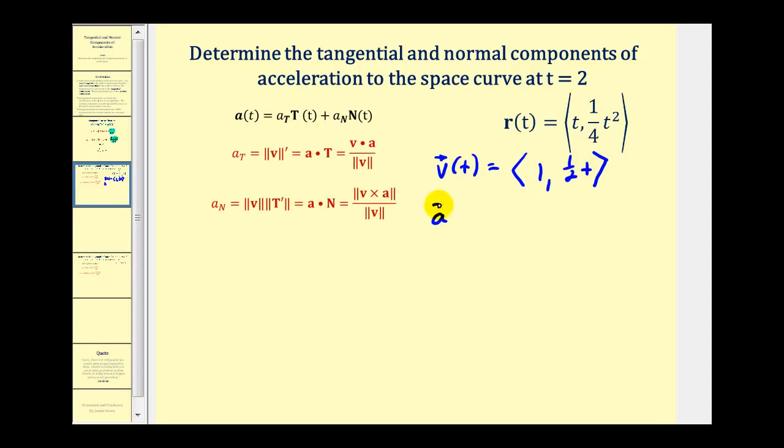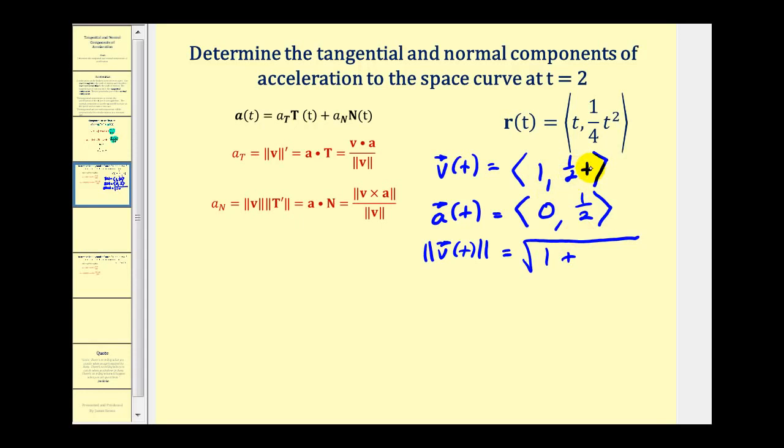So the acceleration vector valued function is going to be equal to the vector valued function with the x component of 0 and the y component of 1/2. Notice they also both require the magnitude of the velocity vector valued function. Let's go ahead and find that now. It's going to be the square root of 1 squared, that'll be 1, plus 1/2 t squared will be 1/4 t to the second. Okay, let's go ahead and see if we can find the tangential component now.